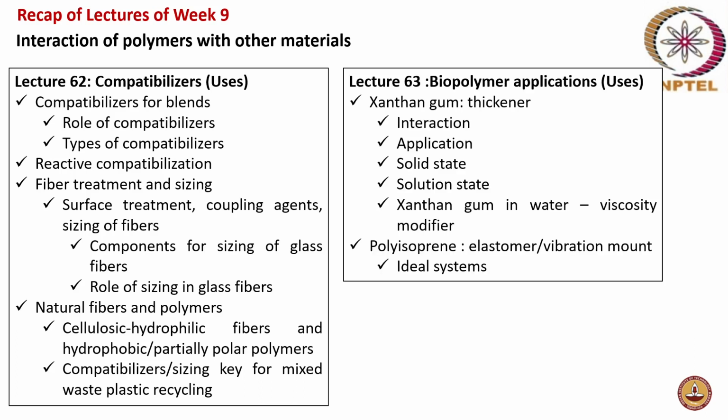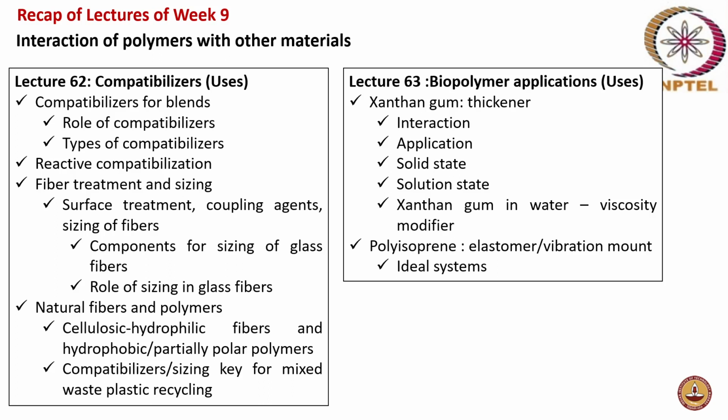And then lecture 63 was on biopolymer applications, right? So here, xanthan gum, which is very widely used as a thickener, was discussed. And then the different interactions that happen in xanthan gum were discussed. And the application of xanthan gum in various areas like food applications was discussed, and what the conformation is in the solid state and in the solution state, and how xanthan gum acts as a viscosity modifier, with the explanation of the structure, was all discussed.